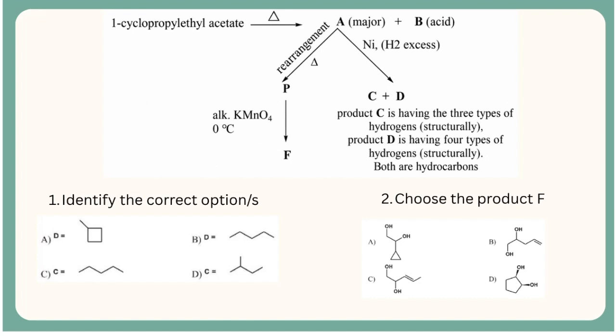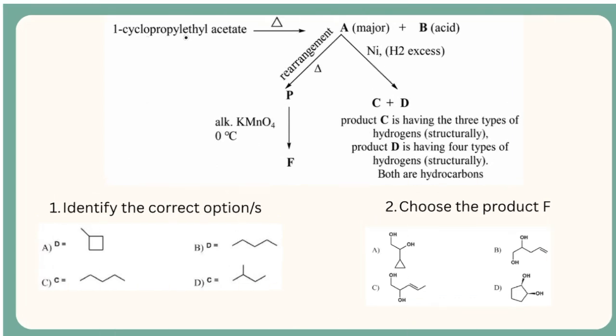So let's get started. 1-cyclopropylethyl acetate upon heating forms two products, A and B. B is an acid and further it is not undergoing any reactions. Whereas A is undergoing two types of reactions. When A undergoes reduction in the presence of nickel, it forms two products, C and D.